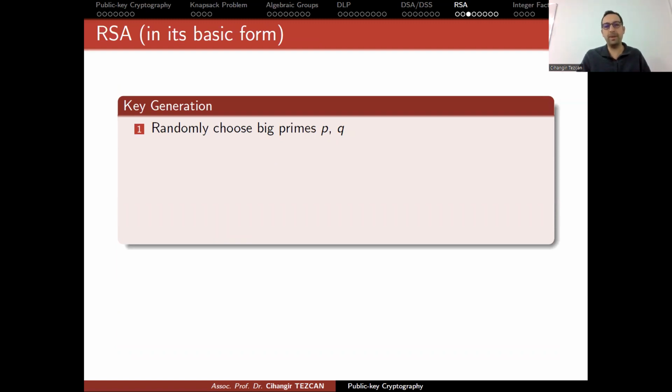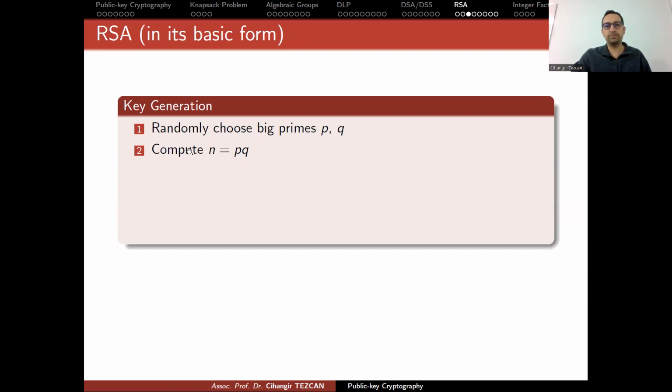So this is the main form. You cannot use it in practice, but in order to understand how things work, we have to talk about the basic form. First phase is key generation, then you can do encryption and decryption. In the key generation phase, we start by randomly choosing big primes p and q. You should be able to somehow do that, and we will talk about how you can do that. Then compute p times q and call it n.